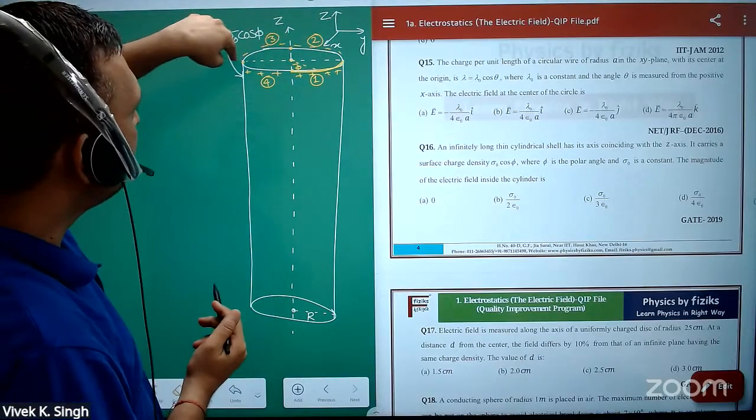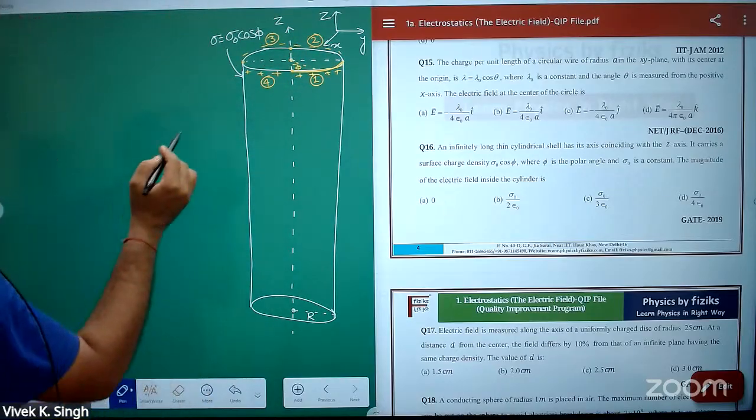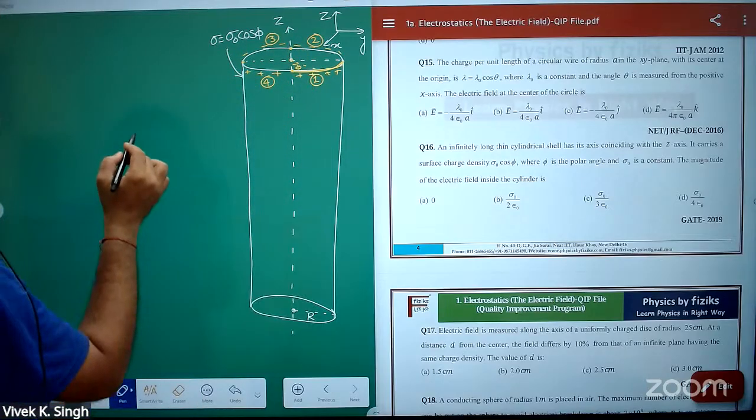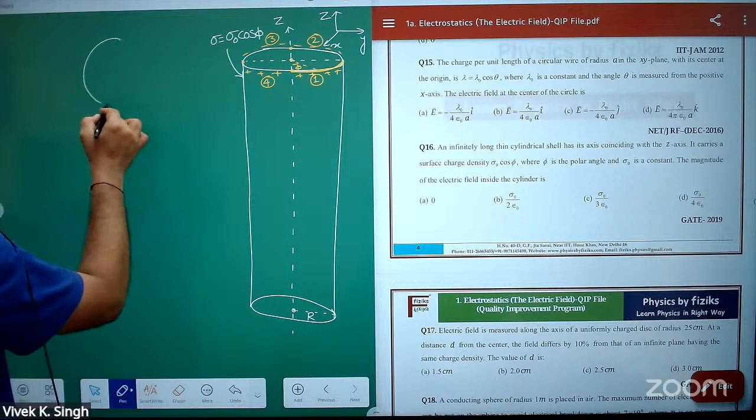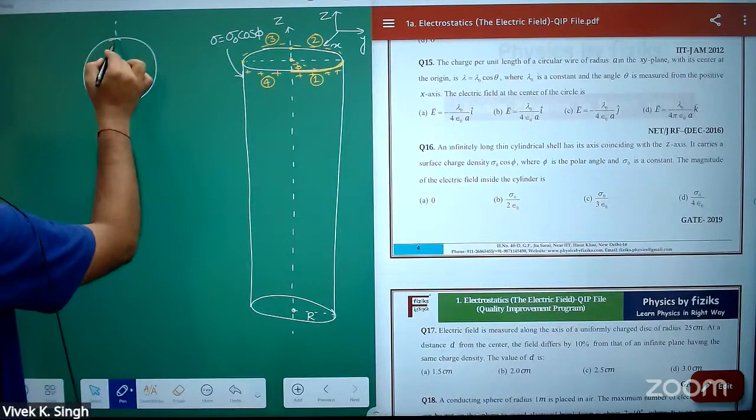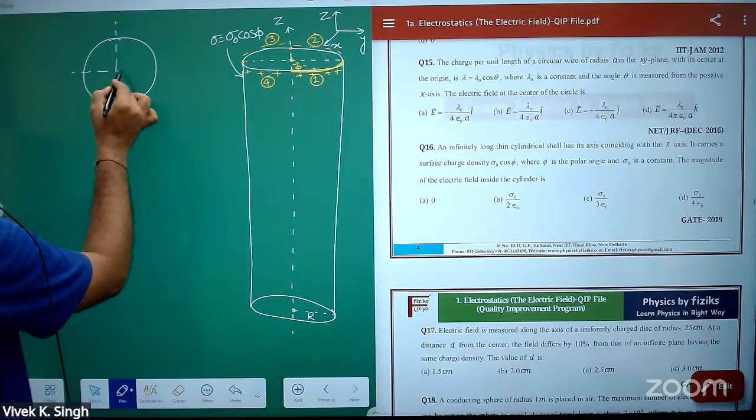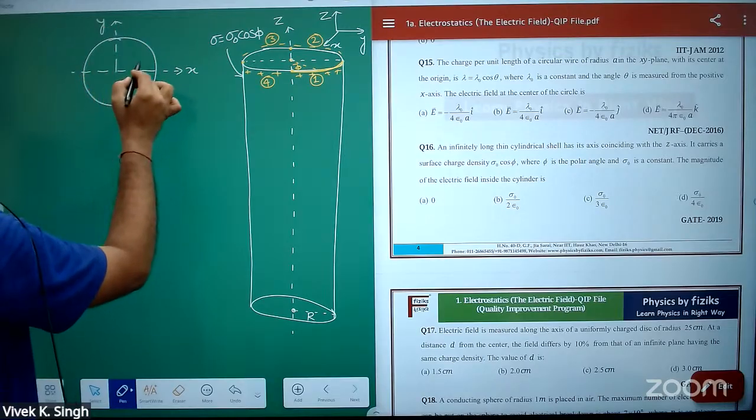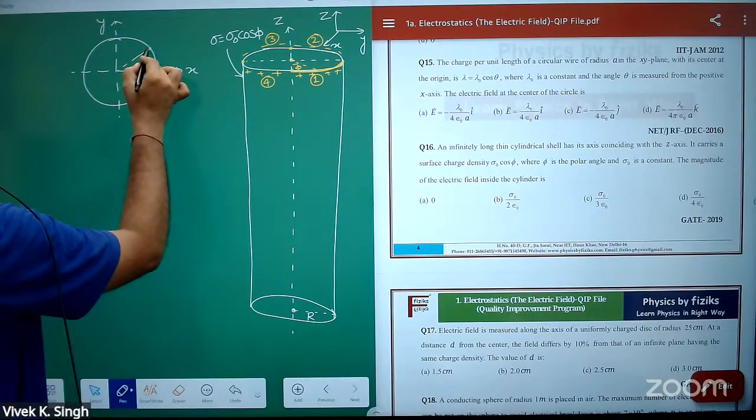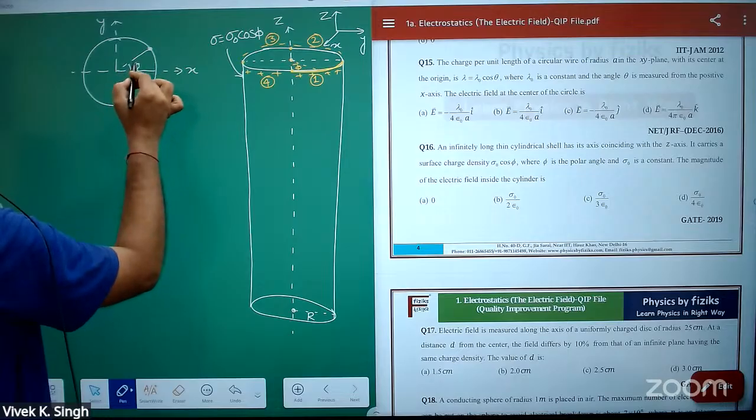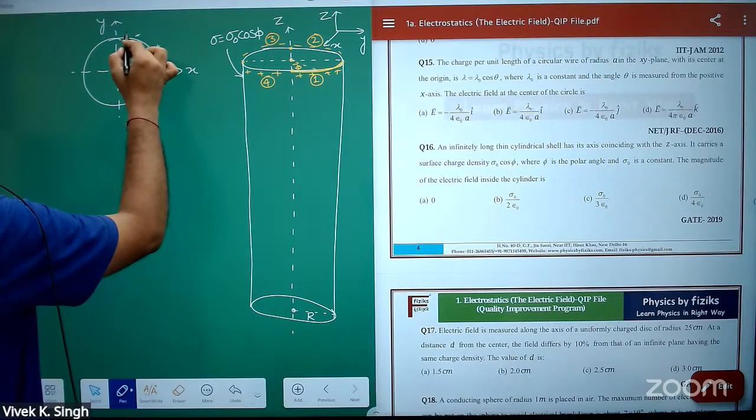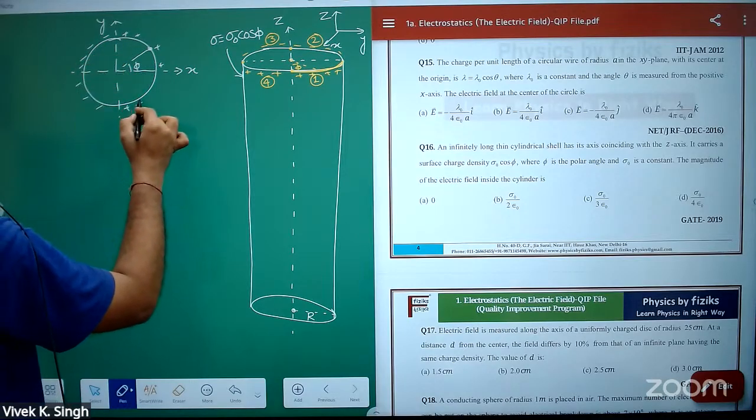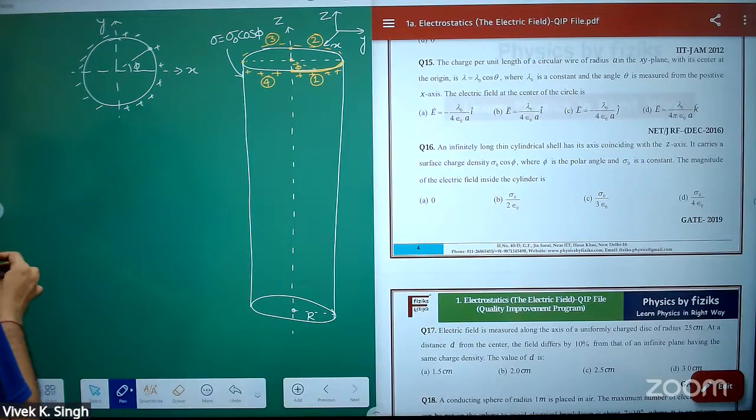And if you see only this cross section, then the charge is varying like this. Let's say I am taking this as X and this as Y. So what will happen? This angle is phi. So this variation will be positive. This is negative. This is also negative. And this is positive. Okay?